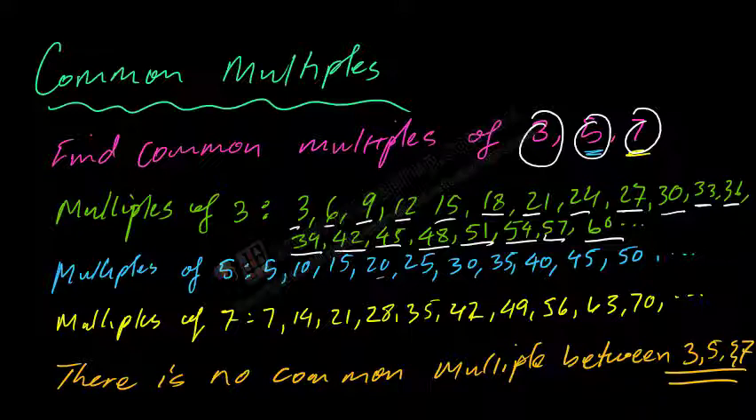In some cases you will find a common multiple or multiples between three numbers, but in this case there is none.